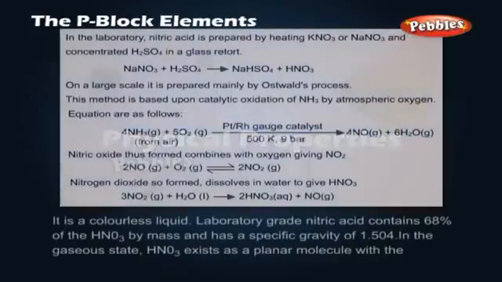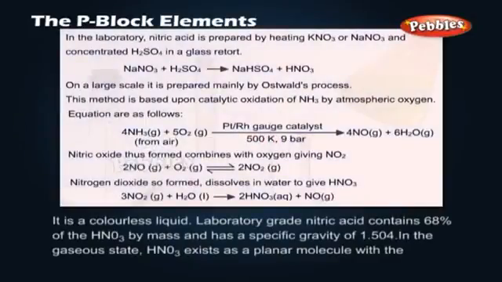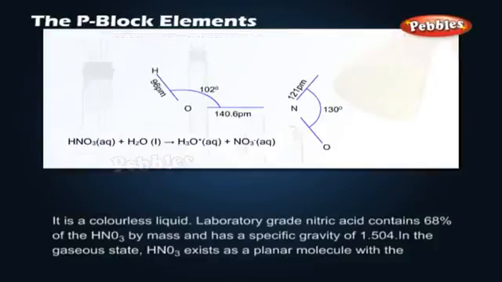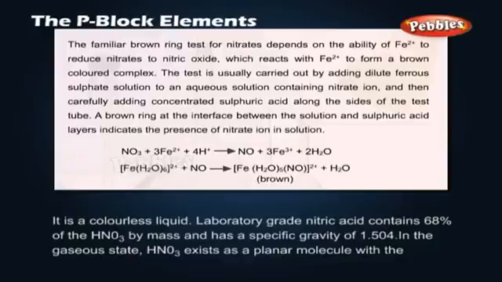Physical properties. It is a colorless liquid. Laboratory-grade nitric acid contains 68% of HNO3 by mass and has a specific gravity of 1.504. In the gaseous state, HNO3 exists as a planar molecule with the structure as shown.